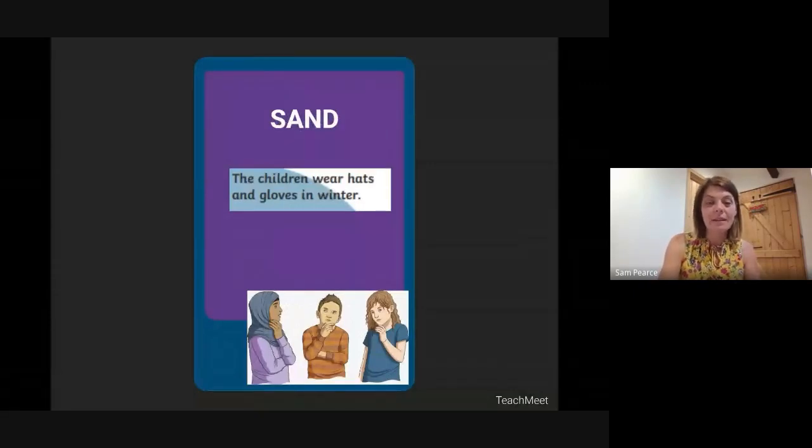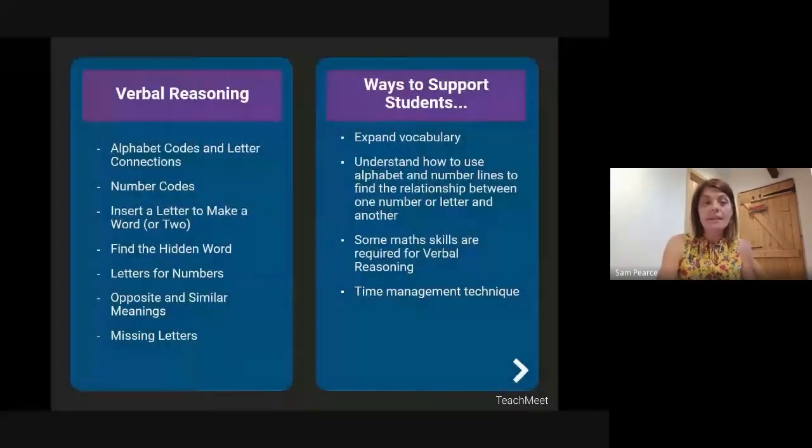So again, that would be another question type that could appear on the verbal reasoning paper. So verbal reasoning, there are lots and lots of different areas of verbal reasoning. There's over 20 different areas of verbal reasoning that can be tested as part of the 11 plus paper. I haven't got the space almost to list them all here, but here's just a small flavour. We've got alphabet codes and letter connections. They are very popular on the verbal reasoning papers. And that's basically where you've got one set of letters and a second set of letters, and you need to find the relationship between those letters.